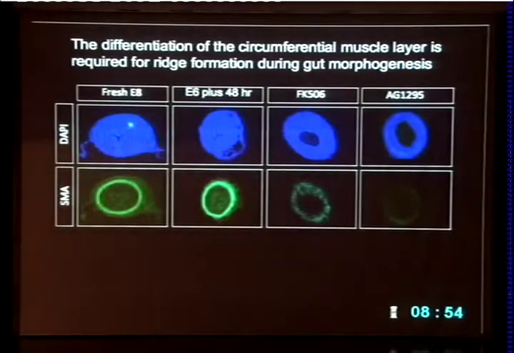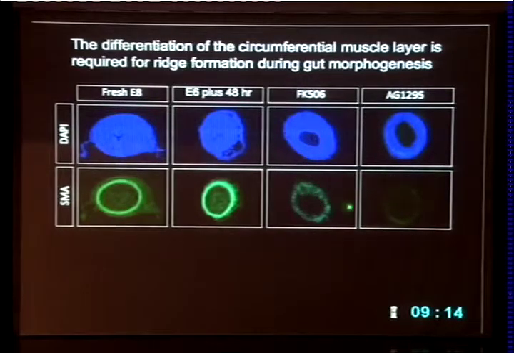So here's a fresh E8 gut with 3 ridges, and here, the first smooth muscle layer. Take an E6 gut that has no smooth muscle, culturing it for 2 days, so it's at an age E8. You get the same 3 ridges with the smooth muscle. But if you block smooth muscle differentiation, you do not get the ridges, so you fail to get ridges.